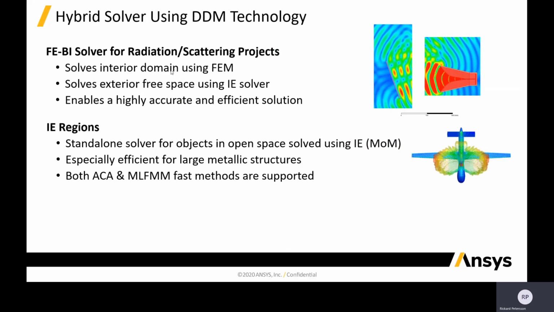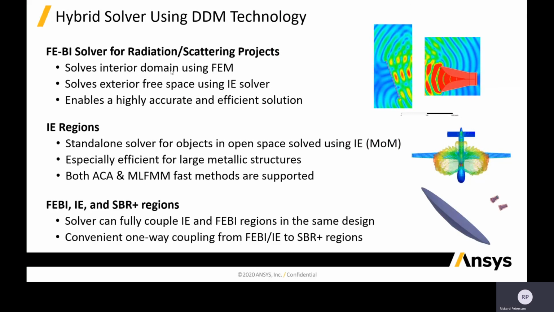And then you have IE regions, which I mentioned using the integral equation solver, primarily targeted for metallic structures. And then the cool part is that you can combine them. You can combine FE-BI and IE, for instance, shown here. So the horn antennas are each modeled with an FE-BI, and they can be fully coupled. And then the dish is modeled with an IE region, which is fully coupled to the FE-BI horn antennas. And there's no approximation introduced here.